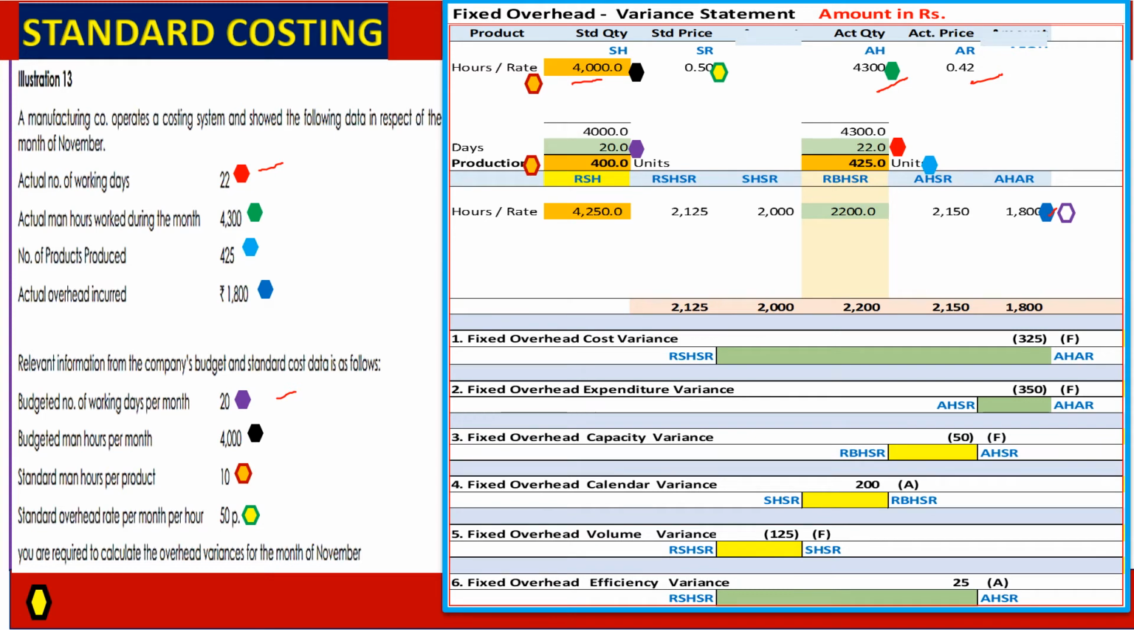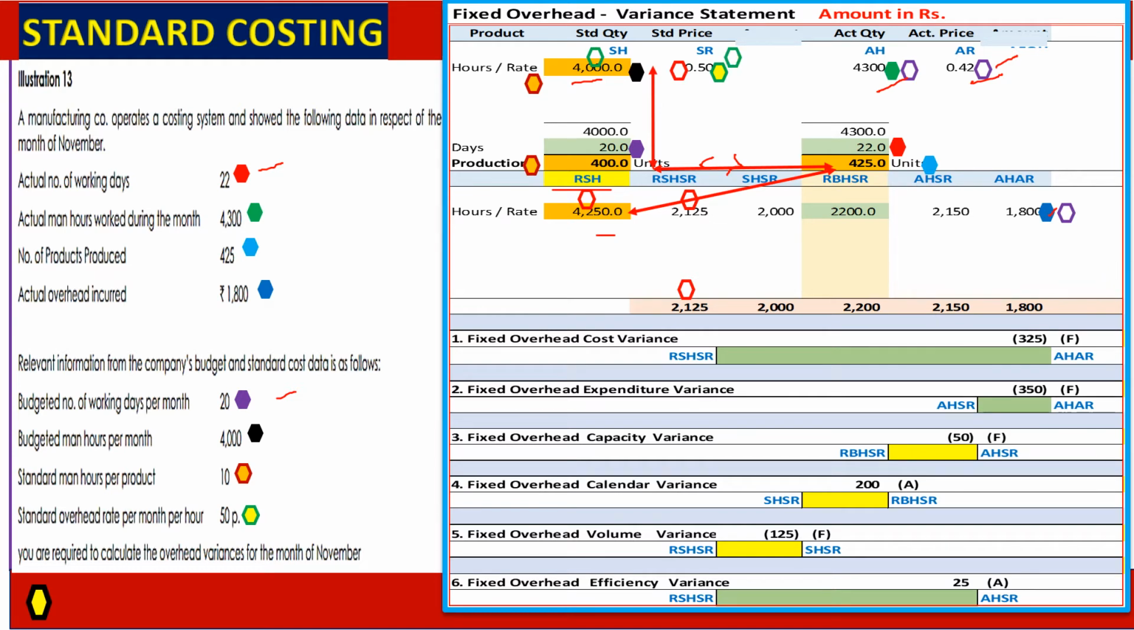1,800 is AHAR. We know AH as 4,300. 4,800 divided by 4,300 is 0.42. We derive AR. Then we find out 400 not equal to 425. Therefore, we calculate if 4,000 is for 400, for 425, what should be the revised standard hours? 4,250. Now, it is only a matter of multiplying. RSHSR is equal to 4250 into 0.5, 2125.